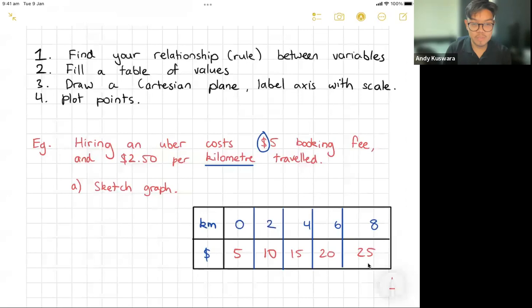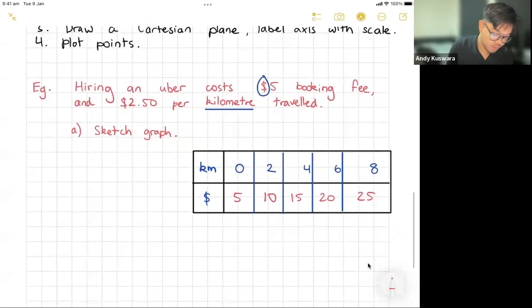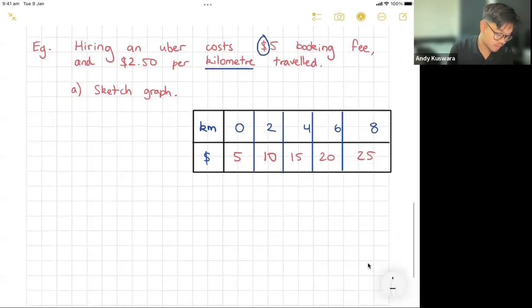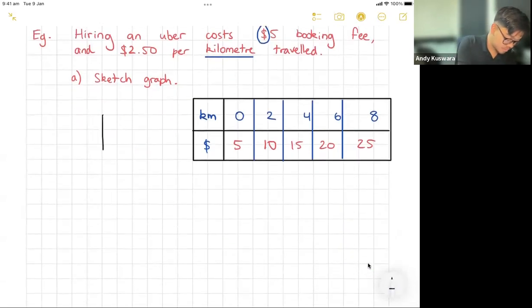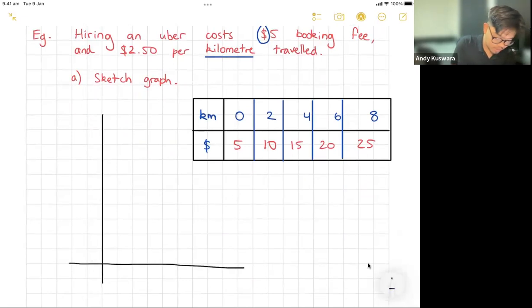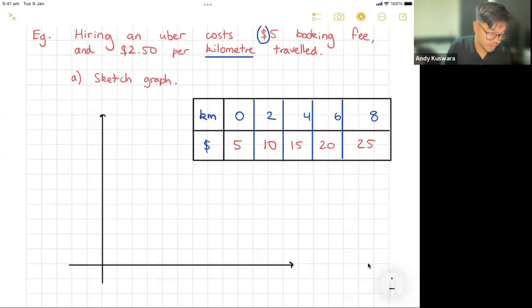So once you do that, let's draw a Cartesian plane. We'll label the axes and we'll give it a scale as well. Now remember, your X is always going to be your horizontal and your dependent variable is going to be your Y. So I've labeled my axes and now I want to give it a scale.